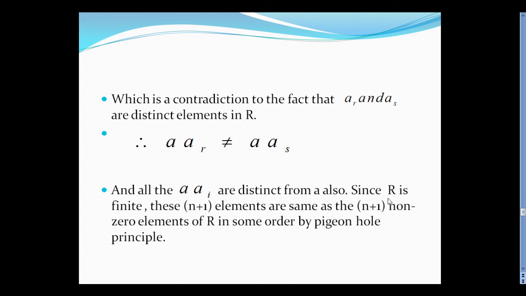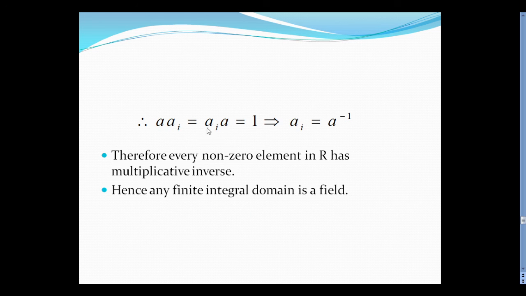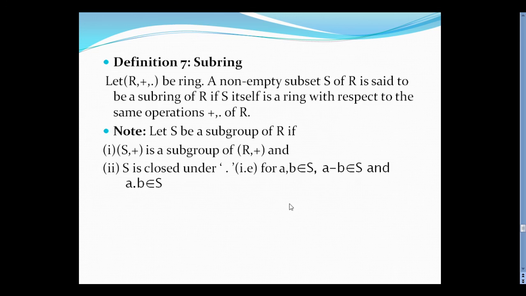All a·ai are distinct from a also. Since R is finite, the n plus 1 elements are the same as the n plus 1 non-zero elements of R in some order. By using the pigeonhole principle, we can tell a·ai is equal to ai·a is equal to 1. When you multiply two elements and the result is 1, one term is the inverse of the other. So ai can be written as a inverse, and ai inverse is a. Therefore, every non-zero element in R has a multiplicative inverse. Hence, any finite integral domain is a field.